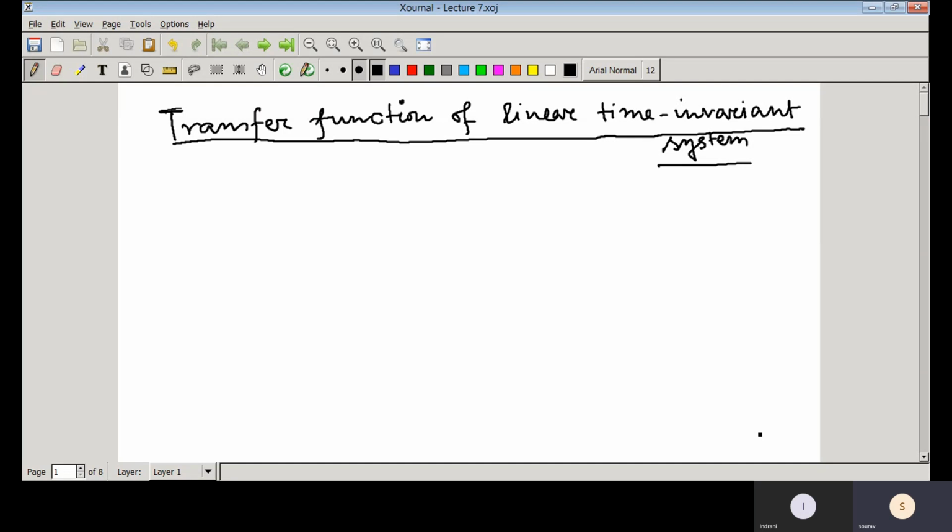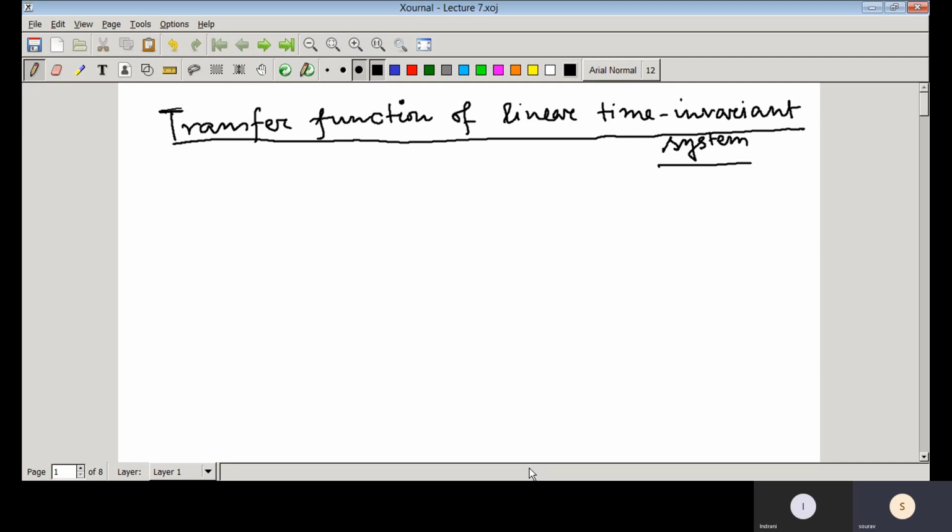So today, this is lecture 7. We will discuss one important concept of control systems, linear control systems, that is the transfer function of linear time invariant systems. This is one effective modeling technique for describing linear time invariant systems, and this is actually the relation between input and output variables.